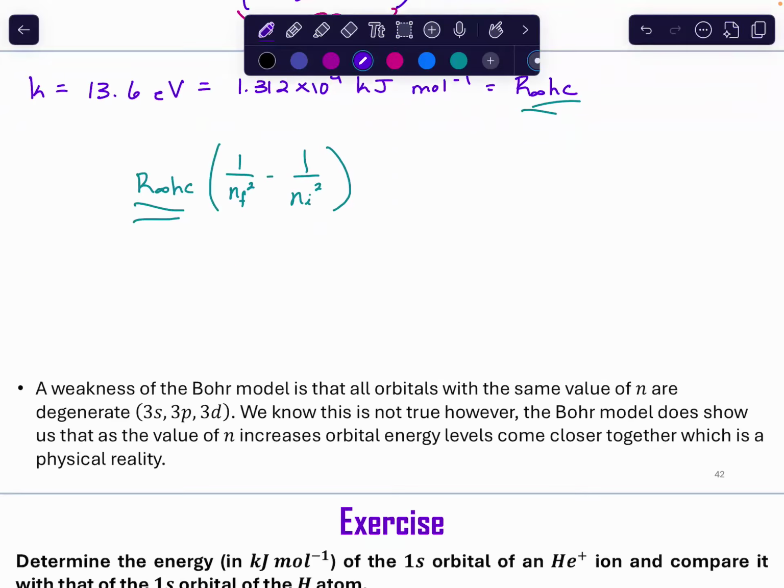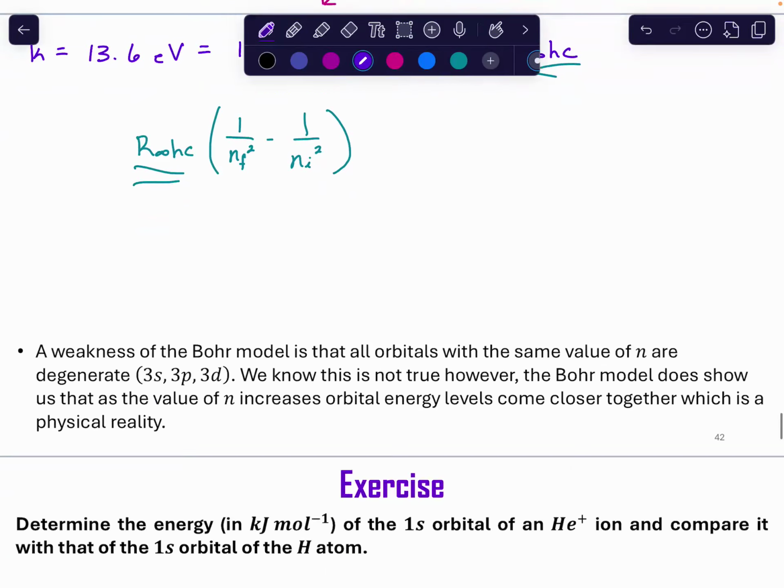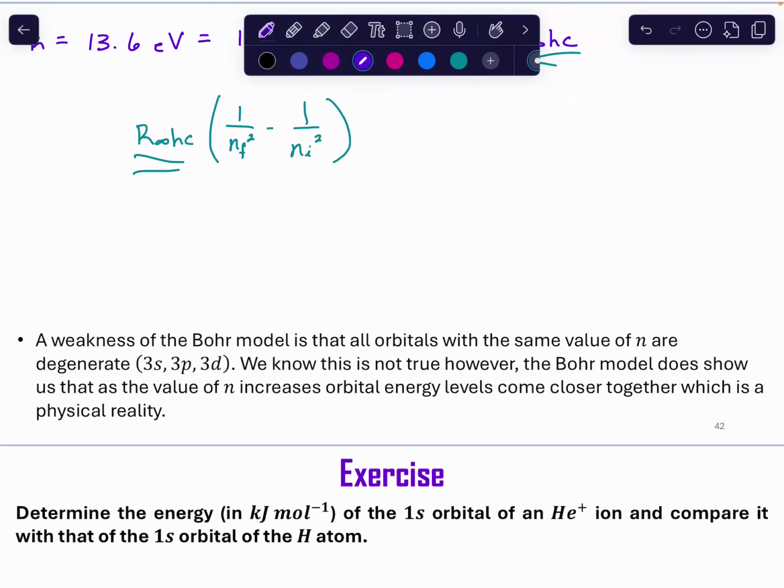So the Bohr model does have its weaknesses and its strengths. The real weakness of it is it postulates that every orbital at a specific value of n is going to be degenerate. Like your 3s, 3p, 3d orbitals are all the same energy. Well, we know that that's not quite true. Your 3p will be higher in energy than 3s, your 3d will be higher in energy than your 3p and your 3s. So this is a weakness of the Bohr model.